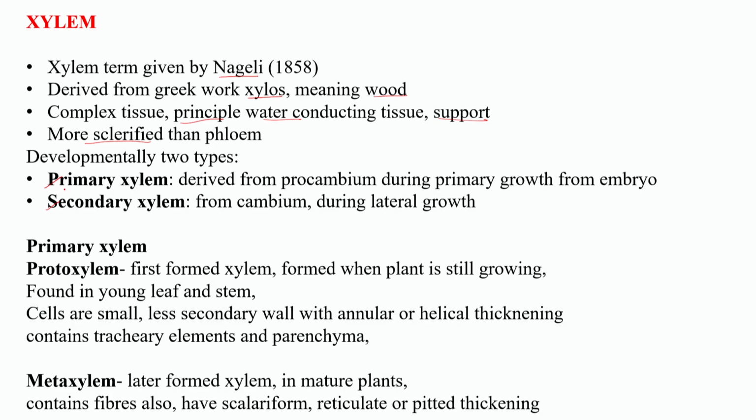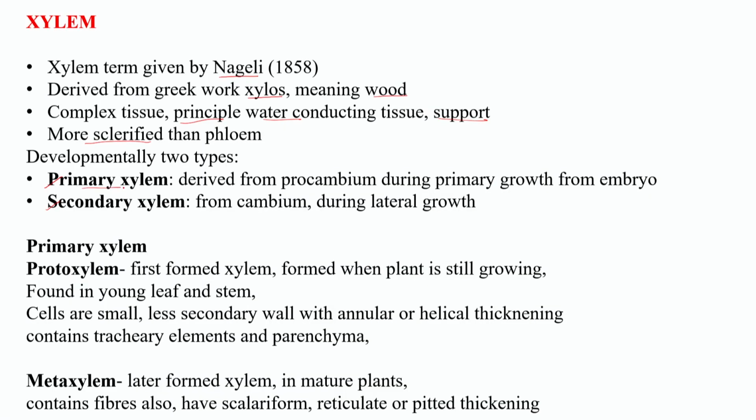When we were talking about different types of tissues in the earlier classes, we discussed that there are primary tissues which are present from the growth of the plant itself, from the time when the plant is growing from the embryo. From there itself they have primary tissues, which are present till the end of the plant. So here primary xylem will be there.